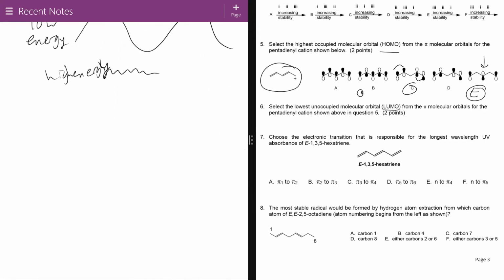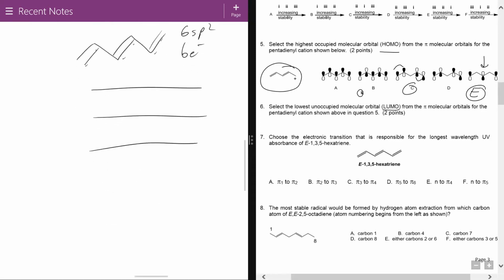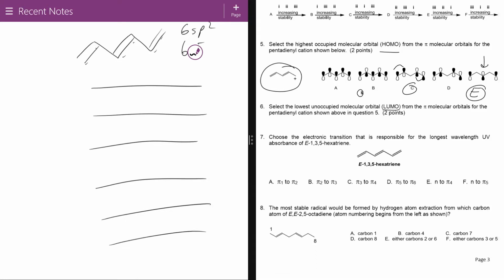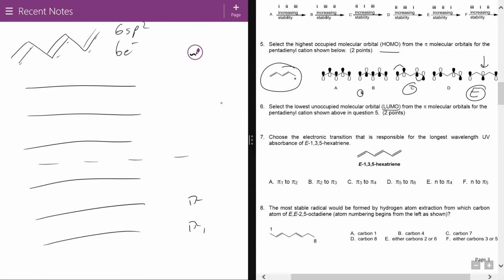So the first thing we should do is just draw out our energy levels for E135 hexatriene. We have 6 sp2 hybridized carbons and 6 pi electrons. 1, 2, 3, 4, 5, 6. So we're going to draw 6 levels, with our non-bonding in the middle. Pi 1, pi 2, pi 3, pi 4, pi 5, pi 6, with these all being antibonding.